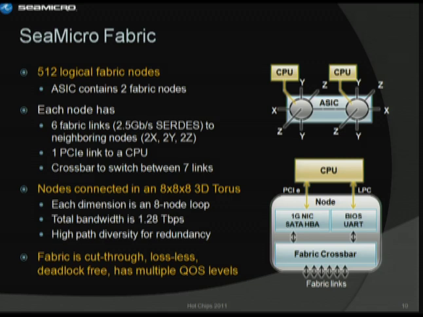As I've already said, the nodes are connected in an 8 by 8 by 8 3D torus, where each dimension is an 8-node loop. The torus has a very high bandwidth, 1.28 terabits per second, and very high path diversity, which helps us route around failures. In order to minimize latency, the fabric was designed to be cut through. It's also lossless and deadlock free. And finally, we separate network, storage, BIOS, and console traffic using multiple QoS levels in the fabric.